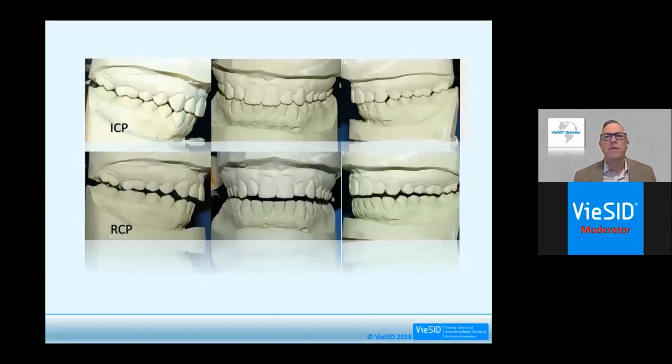Let's look at the difference between RCP and ICP in these photos. If the masticatory organ has to compensate for this large discrepancy between RCP and ICP every time the patient swallows, what do you think will happen?